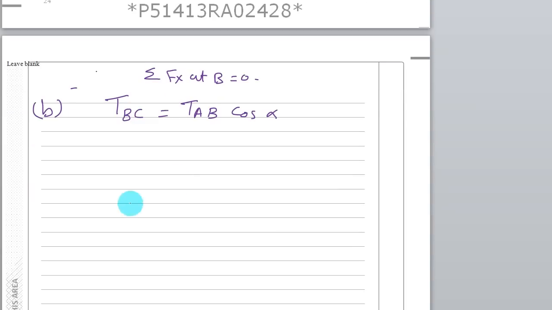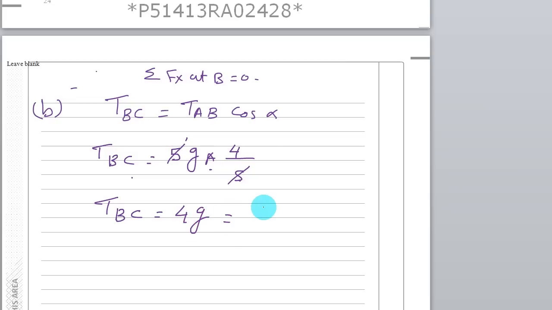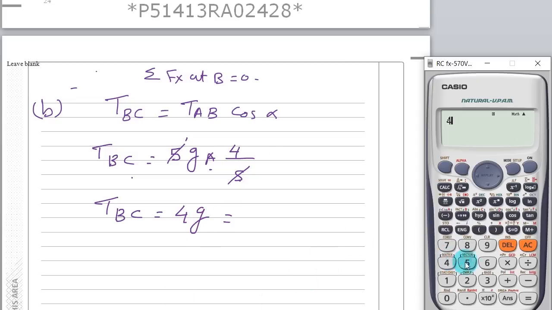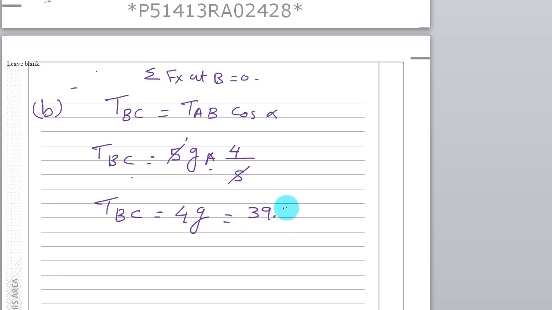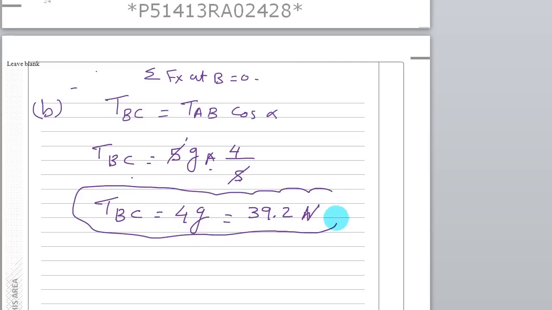Okay. Now T_BC is equal to T_AB, 5g, multiplied by cosine alpha, which is 4 over 5. So here T_BC is equal to 4g, let us find the value, 4 multiplied by 9.8, which will equal 39.2 Newton. This is the tension force T_BC.